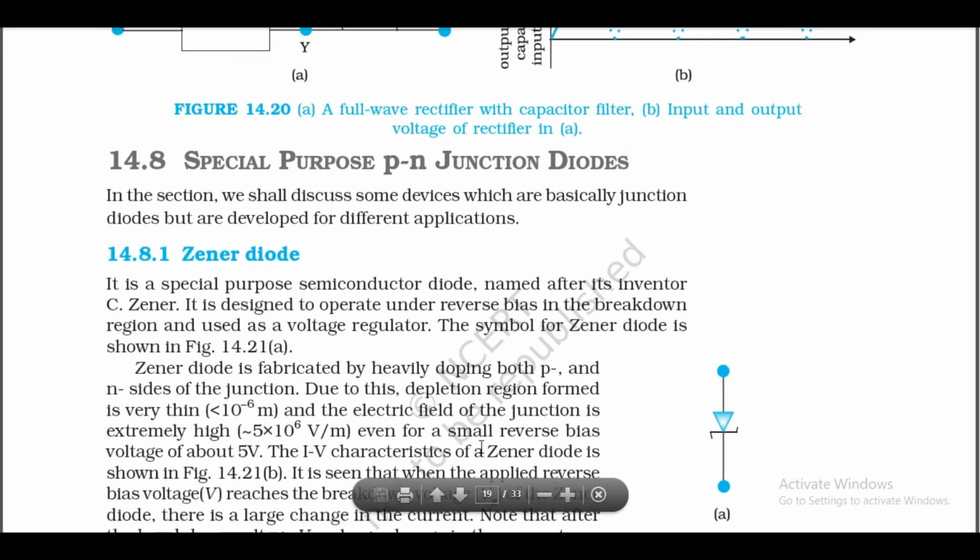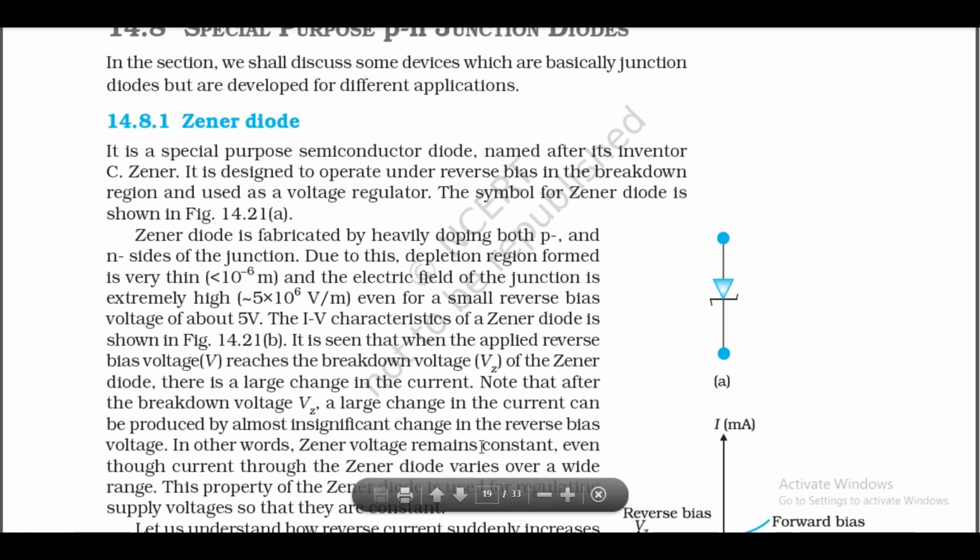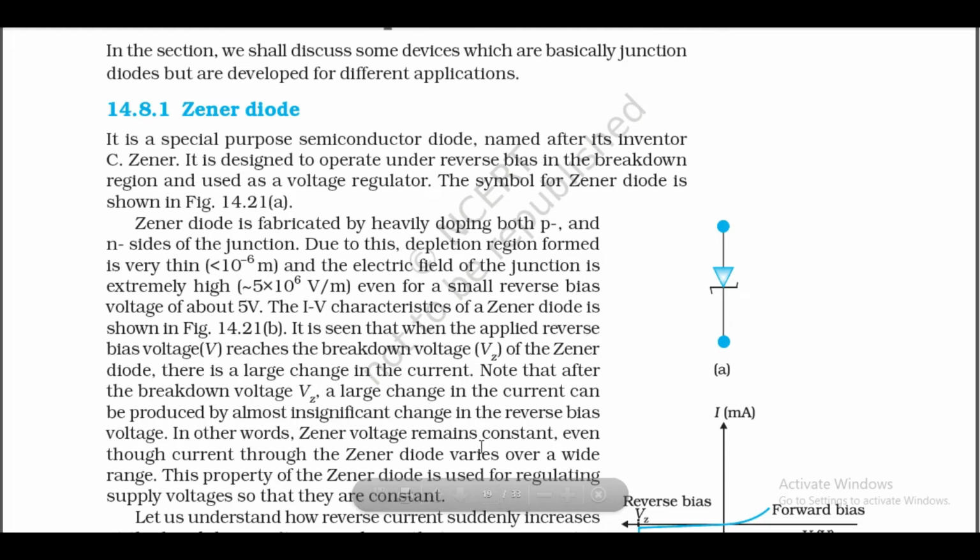14.8 Special Purpose PN Junction Diodes. In this section, we shall discuss some devices which are basically junction diodes but are developed for different applications. 14.8.1 Zener Diode. It is a special purpose semiconductor diode named after its inventor Zener. It is designed to operate under reverse bias in the breakdown region and is used as a voltage regulator.